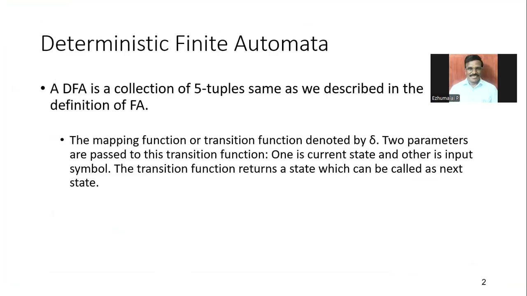Deterministic finite automata. How do we define the deterministic finite automata? A DFA is a collection of 5 tuples, same as we described in the definition of finite automata. The mapping function, or transition function, is denoted by delta. Two parameters are passed to this function: one is the current state, another is the current input. The transition function determines the state, which can be called the next state.